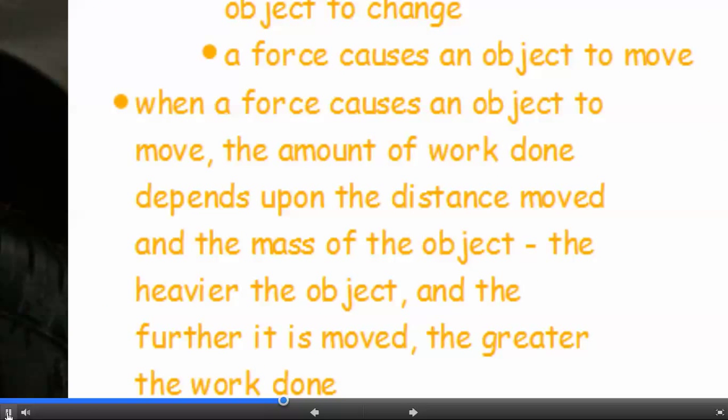When a force causes an object to move, the amount of work done depends upon the distance moved and the mass of the object. So the heavier the object and the further it's moved, the greater the amount of work done.